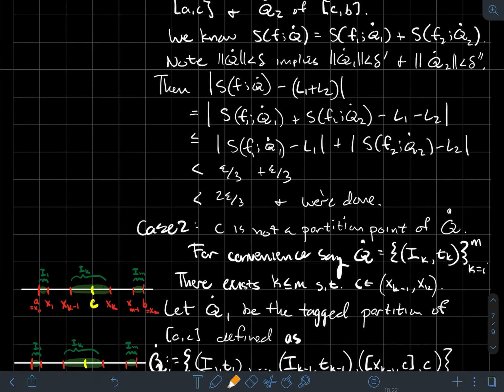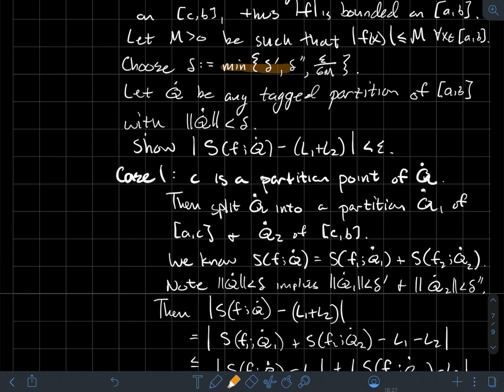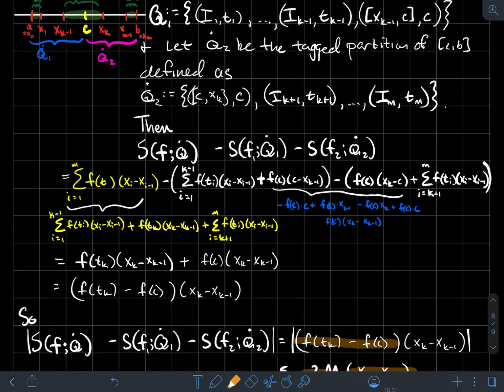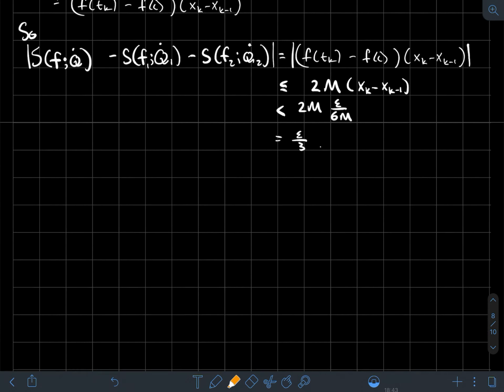And remember, delta up here was chosen so that it's less than all three of these. So in particular, it's less than epsilon over 6M as well. So why is that convenient for me? Well, because it tells me that I could put an epsilon over 6M here, which of course cancels out to epsilon over 3. All right, so I've got three pieces I'm going to play with.